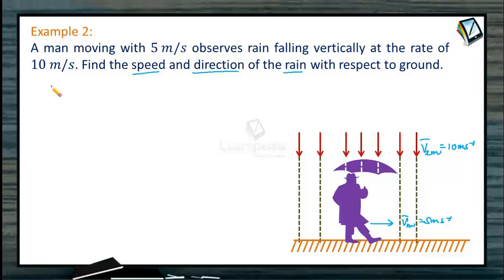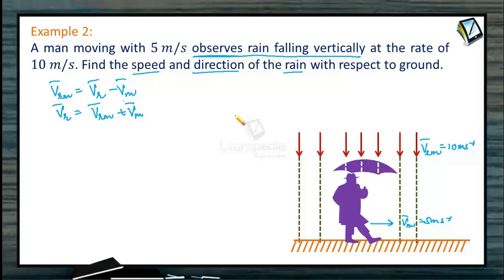So according to the formula, velocity of rain with respect to man is velocity of rain minus the velocity of man. In this problem, velocity of man is given, and velocity of rain with respect to man is also given, because it said the man observes the rain falling vertically down. Observes the rain falling means it appears that rain is falling vertically down. So this velocity is given to us. We need to calculate the velocity of rain with respect to ground. So what will be the velocity of rain with respect to ground? Velocity of rain with respect to man plus velocity of man. Okay, this I have written over here.